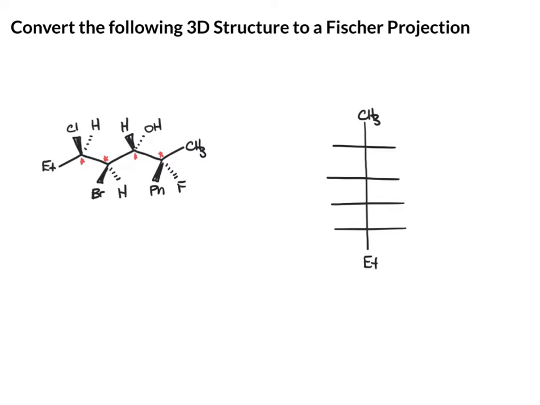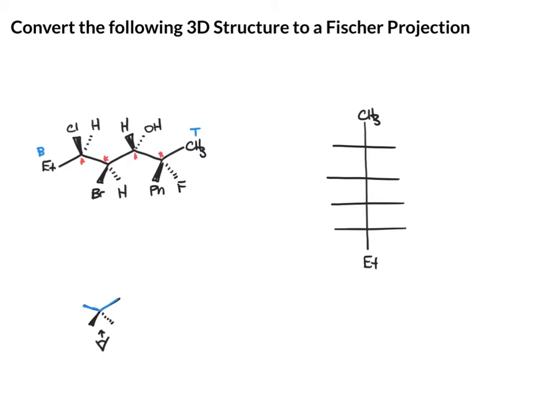Okay, the important thing when doing this conversion is that you're always viewing toward the dash and the wedge. So you always want to make sure that if you're the viewer, you're looking in the direction of the dash and the wedge such that these bonds that are in the plane are pointed away from you. We're going to continually reorient ourselves, but we always want to make sure that the methyl is at the top and the ethyl is at the bottom.